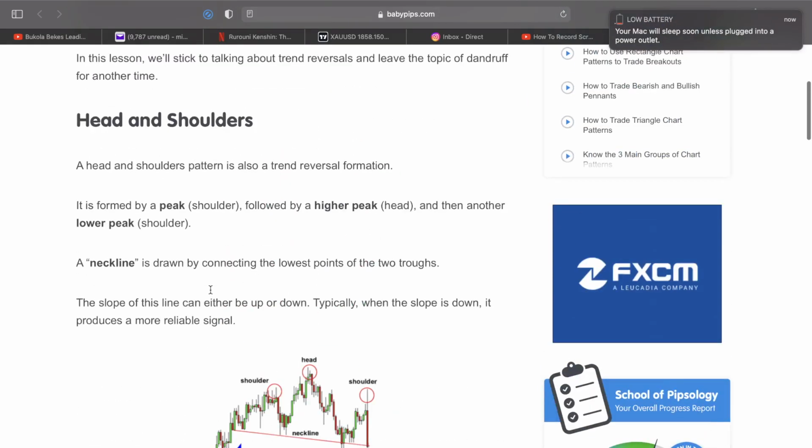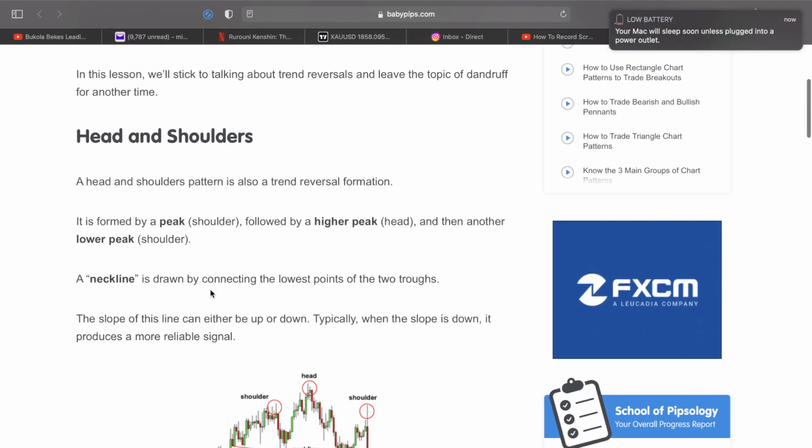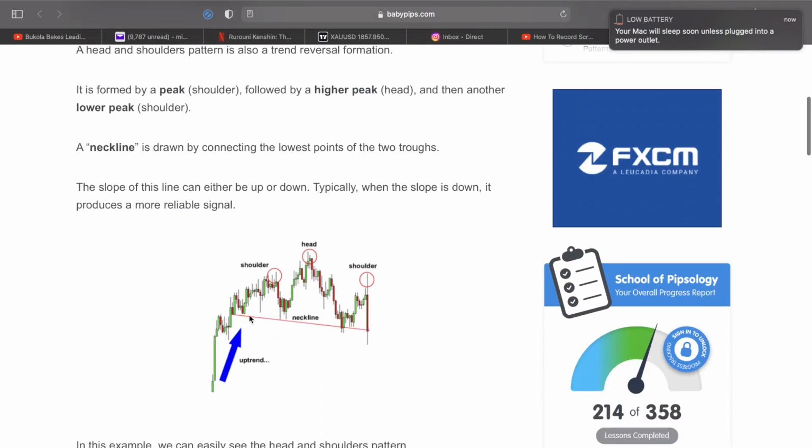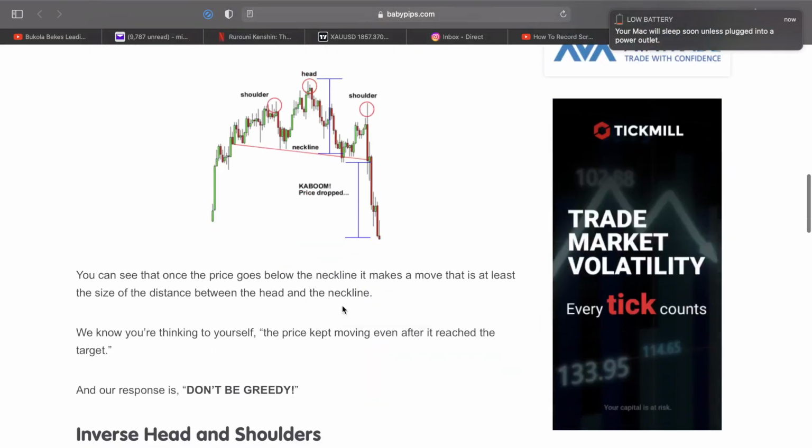So there's an inverted head and shoulders, and there's a normal head and shoulders pattern. We can see there's a neckline here. Then we can see the left shoulder, head, right shoulder, and that makes a head and shoulders pattern. That's simply it. It's nothing complicated, right?